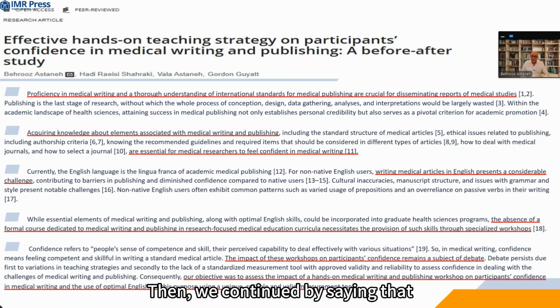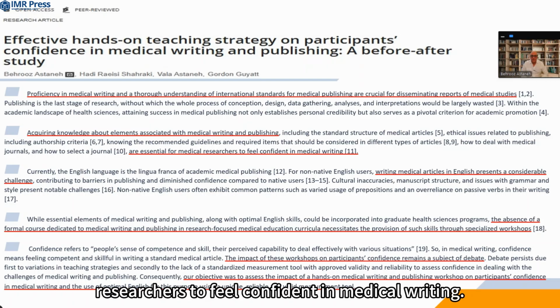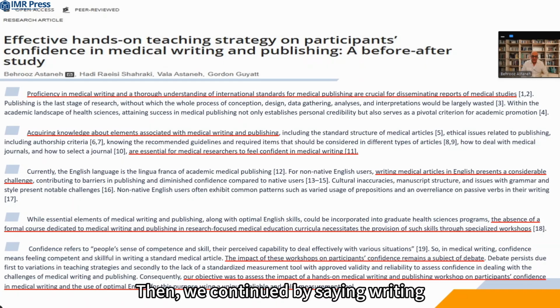Then we continued by saying that acquiring knowledge about elements associated with medical writing and publishing are essential for medical researchers to feel confident in medical writing. Then we continued by saying writing medical articles in English language presents a considerable challenge. And we then approached to saying what is the problem, what is the remaining problem.